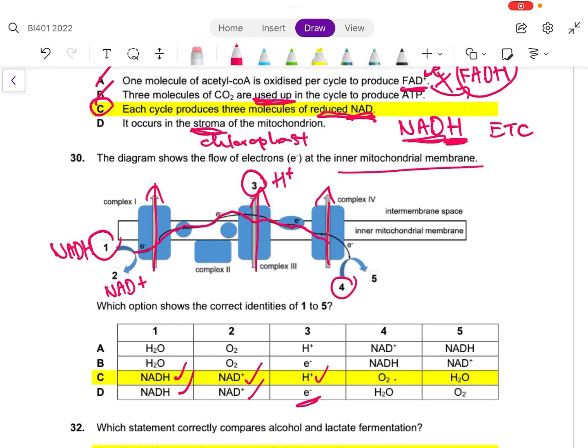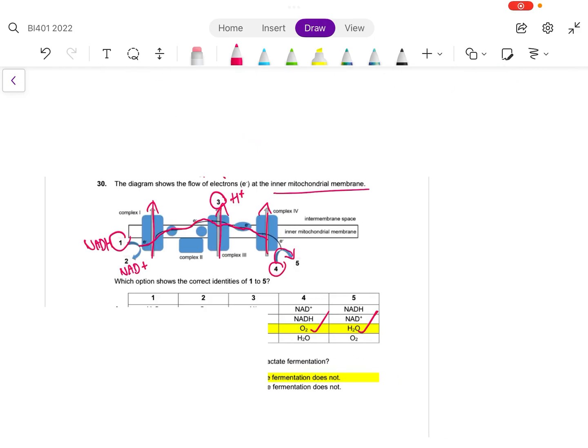Next, what is 4? 4 has to be oxygen, which is the final electron acceptor. When it accepts the electrons and H+ ions, it becomes water. So the best answer is C.